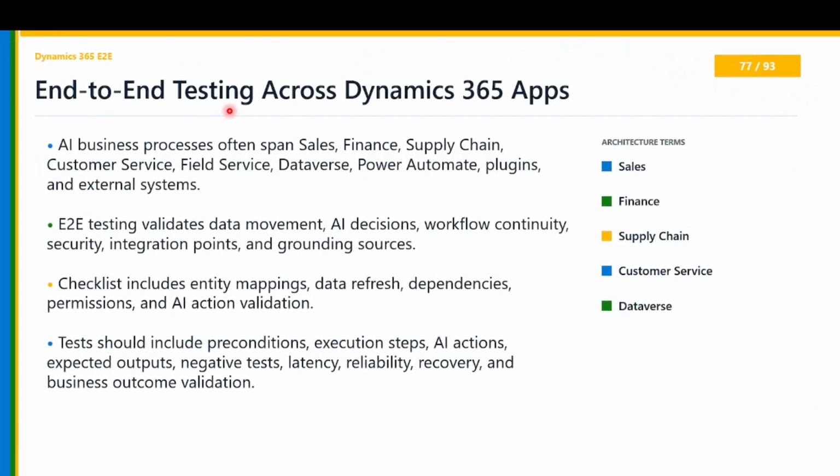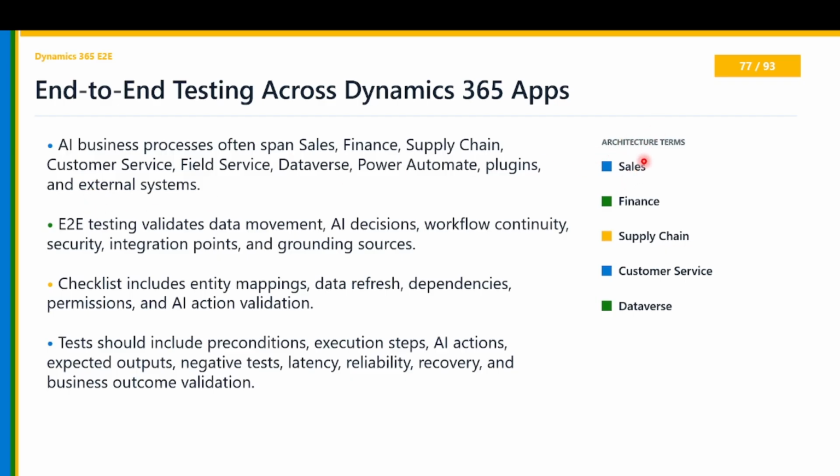Okay, so we have Dynamics 365 end-to-end. Dynamics 365 end-to-end is deploying end-to-end on a Dynamics 365 application. Building, deploying and monitoring on Dynamics 365 is an agentic AI system for Dynamics 365 end-to-end operationalization and deployment.